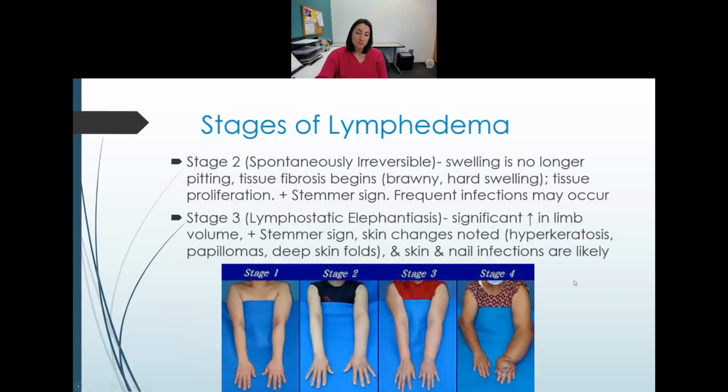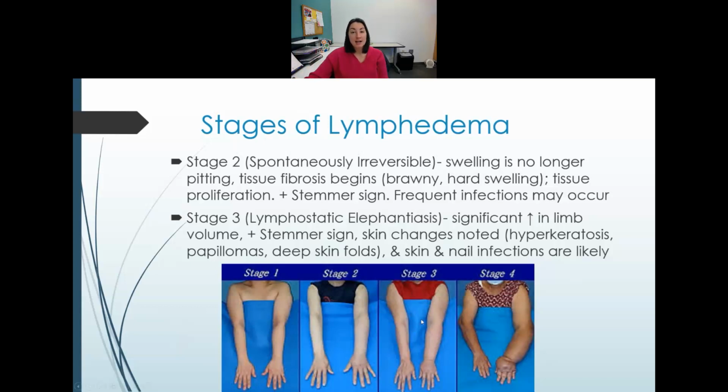With stage 2, which is marked as stage 3 in the picture, it's called spontaneously irreversible. At this point, swelling is no longer pitting. The tissue fiber begins to change. It begins to be brawny, hard. The tissue starts to proliferate, so more tissue is made, and it's getting larger at a greater rate. They have a positive Stemmer sign, and they're at a higher risk of infection.